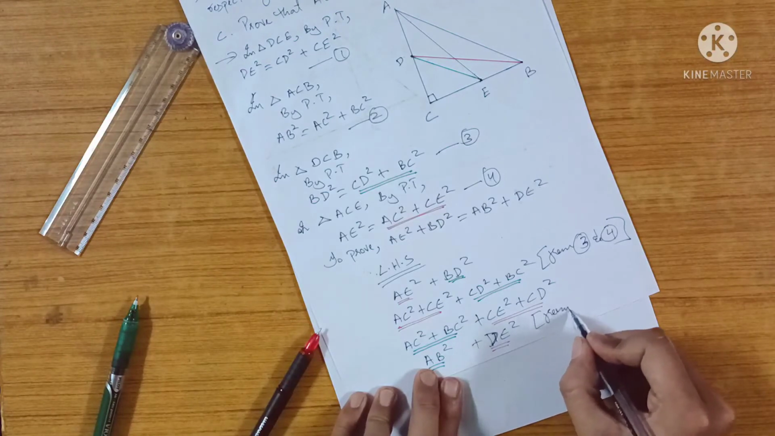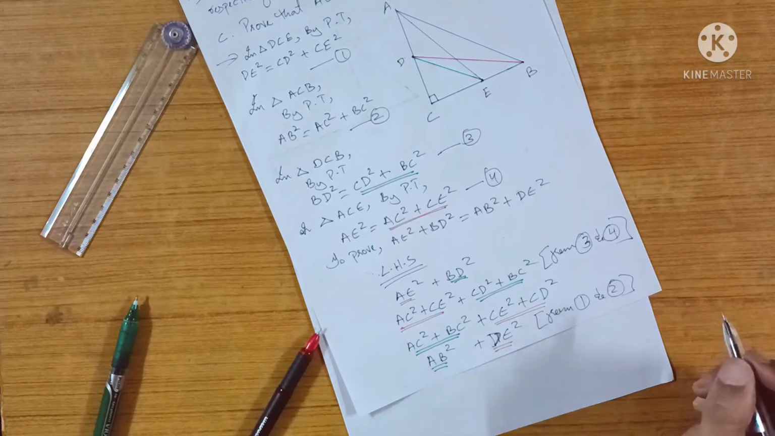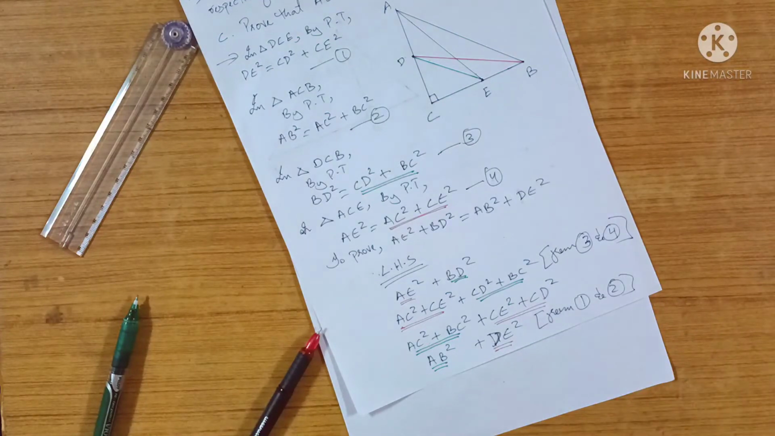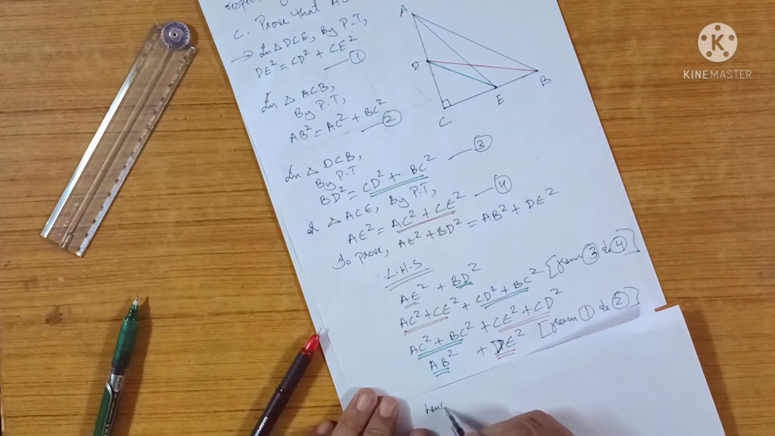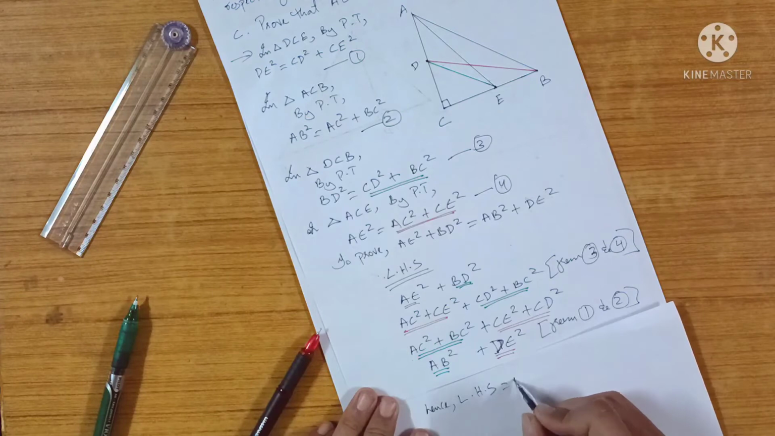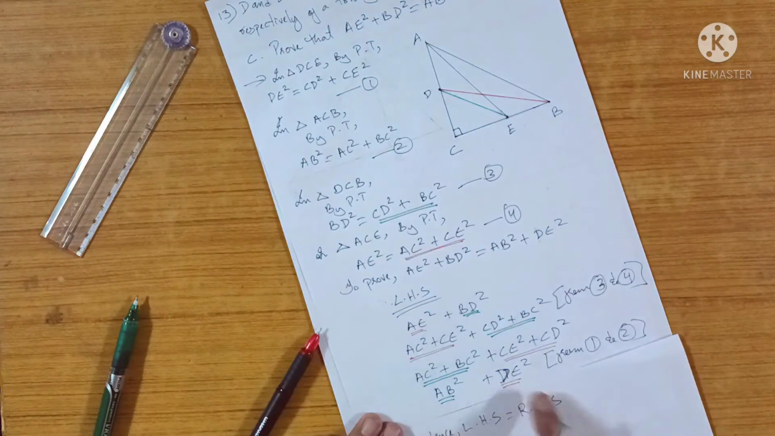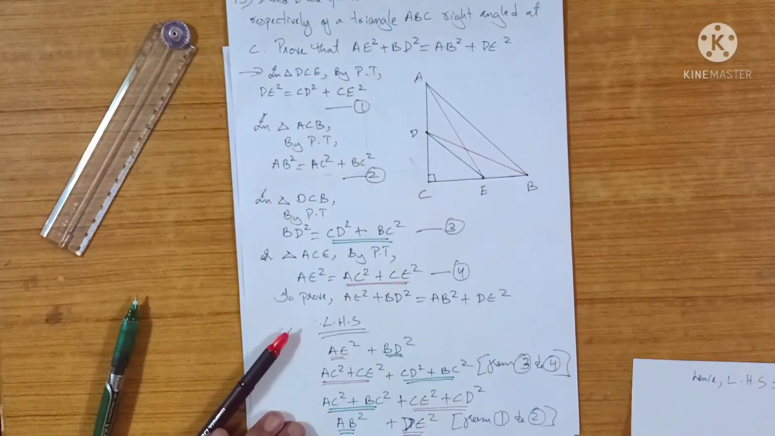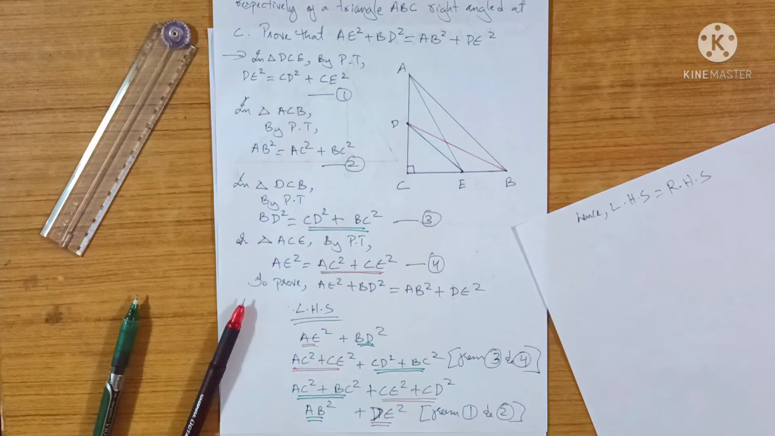From equation number 1 and 2. Got it? And then just to finish it off, we can write hence LHS equal to RHS, because LHS was this, RHS this, now we got the RHS. Got it? So last we write LHS equal to RHS, that is enough.